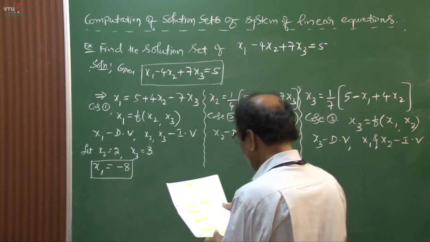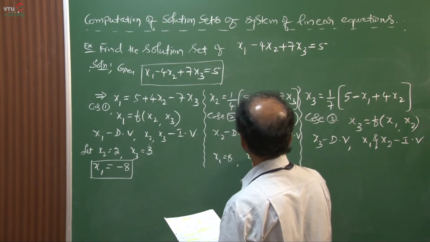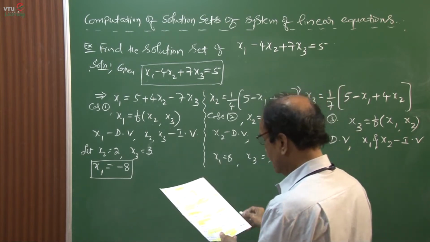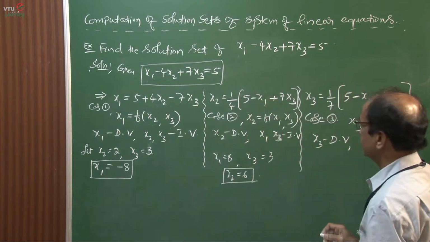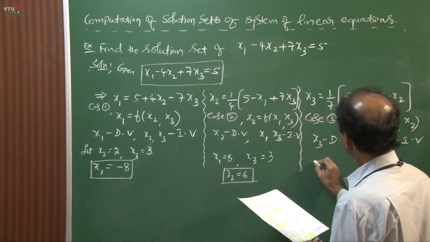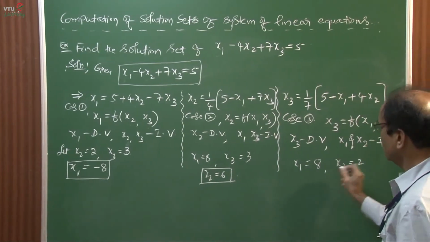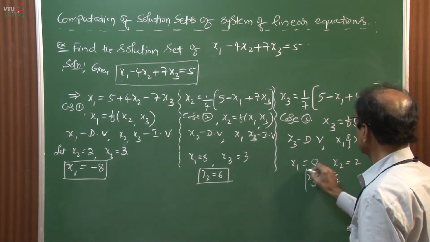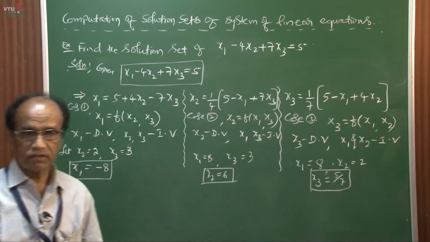Here in the second case, if I take x1 equal to 8 and x3 equal to 3, then I will be able to get x2 equal to 6. This you can check. This is the solution set. Now for x3, x1 is equal to 8 and x2 is equal to 2, then x3 is equal to 5 by 7. You verify this one, and if there is any change in that number, you can write the correct value.